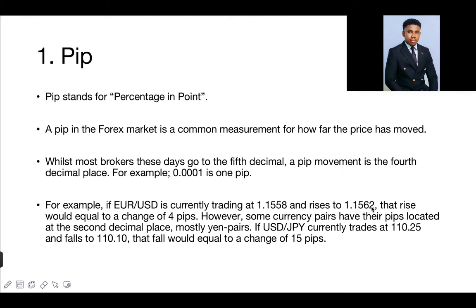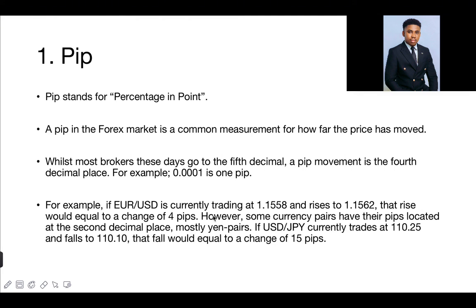So what you need to do here is basically just subtract 1.1558 from 1.1562, and you're going to get 0.0004. You understand? So that fourth decimal place is what you're going to consider, and that number 4 is your pip count. So it's 4 pips difference. The movement is 4 pips from this point to this point.